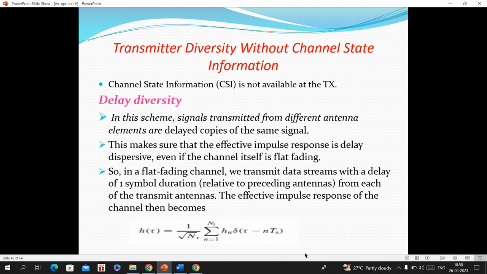This is to make sure that the effective impulse response is delay dispersive. This is considered even when the channel is flat fading. In a flat fading channel, we transmit the data streams with a delay of one symbol duration for each transmitting antenna. If we delay them, the effective impulse response of the channel becomes 1 divided by root of n, summed over k. This is the equation for the delay diversity scheme, and this is how the channel will behave.